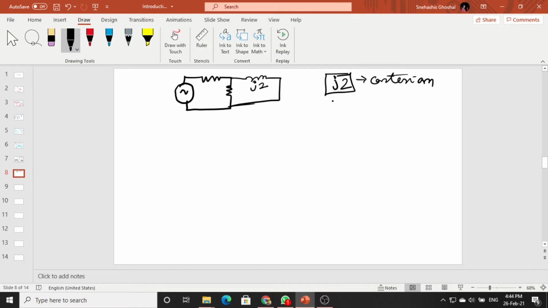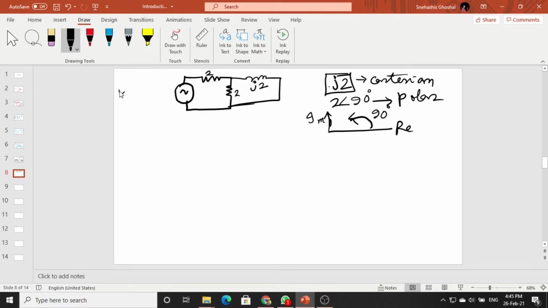Now if I would have written 2 angle 90 degrees, what is j? Suppose this is the real axis and this is your imaginary axis. So j means this axis. From the real axis you have to move 90 degrees anti-clockwise, so that means positive direction. That's why 2 angle positive 90 degrees means the same thing as j2, but now in polar form. So these things you have to keep in your mind. Suppose this is 2 and this is also 2, this is j2.